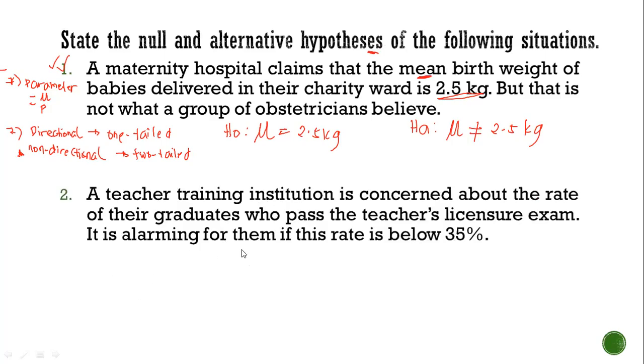Number 2, a teacher training institution is concerned about the rate of their graduates who pass the teacher's licensure examination. It is alarming for them that the rate is below 35%. Okay? So dito sa problem number 2, ang first question natin, what is the parameter that was used? Is it your population mean or your population proportion? Type in your answers on our chat box. Is it mean or proportion?